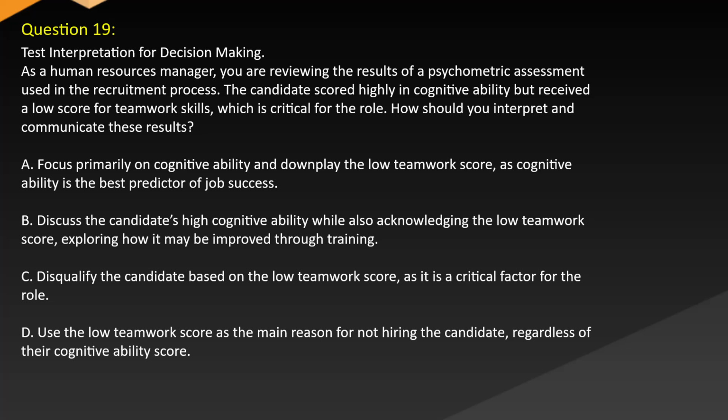A. Focus primarily on cognitive ability and downplay the low teamwork score, as cognitive ability is the best predictor of job success. B. Discuss the candidate's high cognitive ability while also acknowledging the low teamwork score, exploring how it may be improved through training. C. Disqualify the candidate based on the low teamwork score, as it is a critical factor for the role. D. Use the low teamwork score as the main reason for hiring the candidate, regardless of their cognitive ability score.